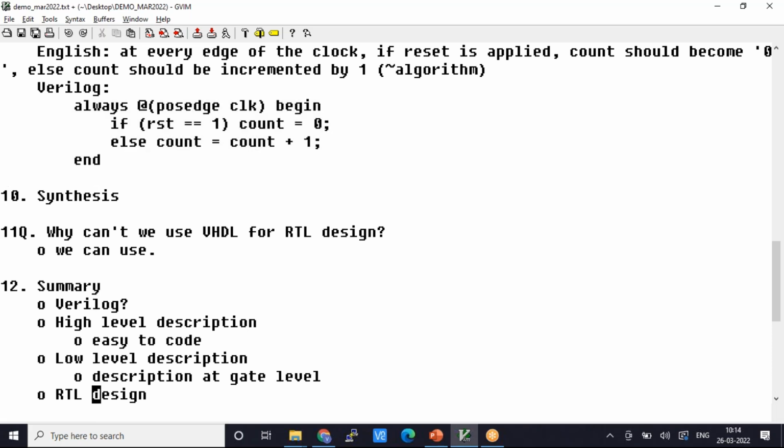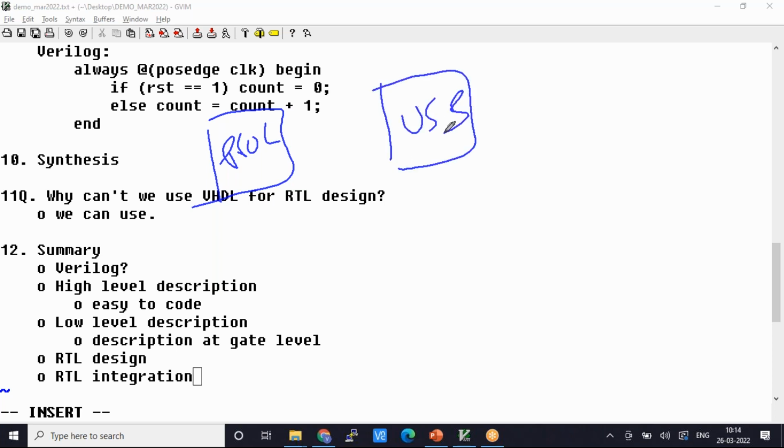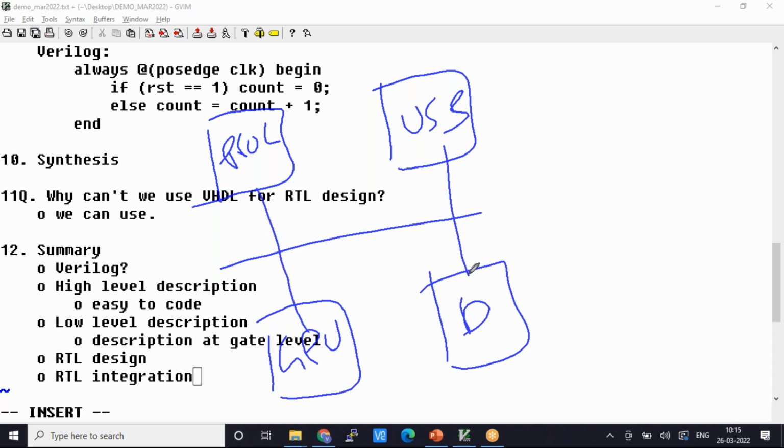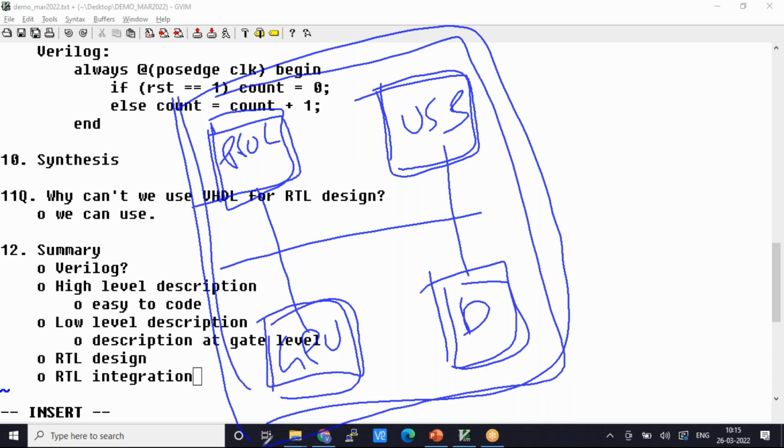Do you understand what is meant by RTL integration? What is RTL integration? Simple. Someone has given you one block, like this is the processor block. Someone has given you a USB block. Someone has given you a GPU block. In a mobile phone, there will be a GPU, graphics processing unit. Someone has given you a display unit. Putting everything together and connecting all things into one unit is called RTL integration. This is also Verilog code. This is called RTL integration.